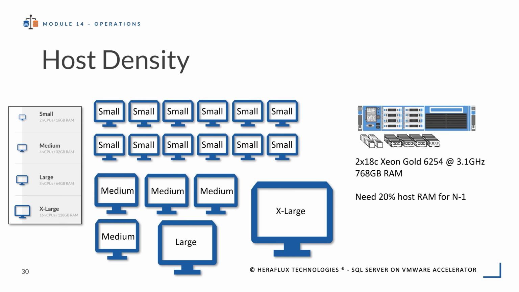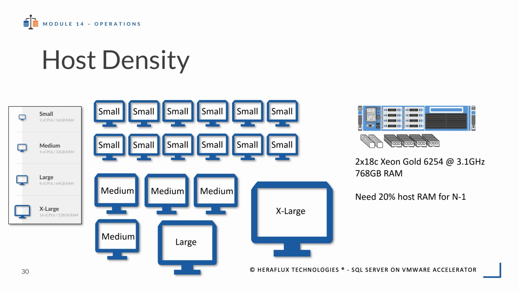In this example, we have a 2-socket 18-core Xeon Gold CPU with 768 gigs of RAM. If we're engineering this host cluster to accommodate one host being removed from the cluster, do the math on how much RAM you need in reserve no matter what per host.